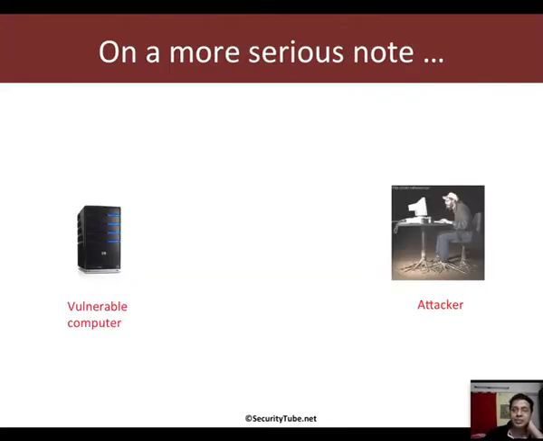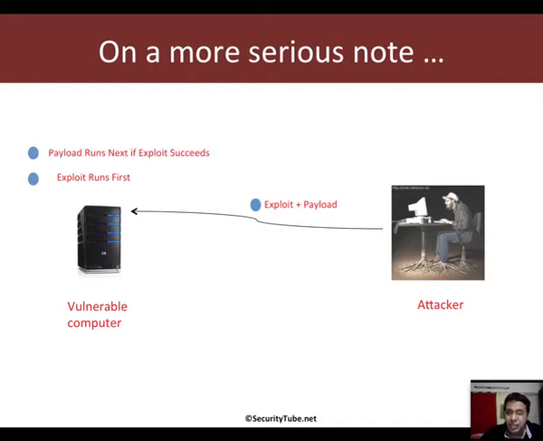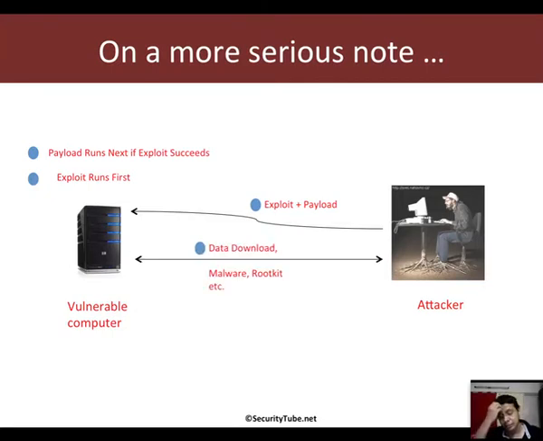On a more serious note, in the typical case, an attacker sends a combination of the exploit and the payload to the vulnerable machine or victim. Typically, the exploit runs first. If the exploit succeeds, the payload runs next. After the payload runs, in most common cases, the attacker would have full control of the victim machine, and then he can download data, upload malware, spyware, whatever he requires, right?